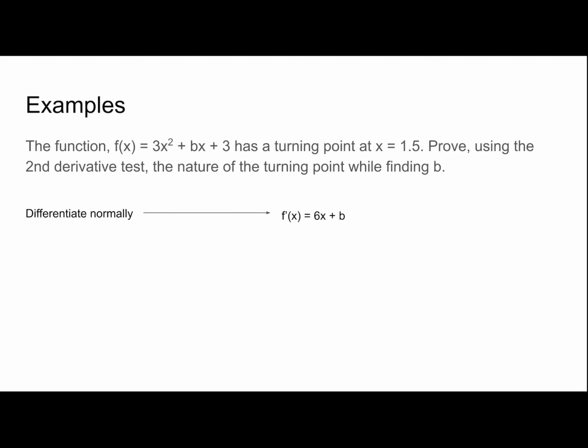Alright, so we know the turning point is at x equals 1.5, and we also know the gradient at this point is 0. So we can substitute gradient equal to 0 and x equals 1.5. So we know that 0 equals 6 times 1.5 plus b. Therefore we can find that our b value is actually negative 9. Now we found b, but we need to determine the nature of the turning point. We can do that by using the second derivative test, so we differentiate again.